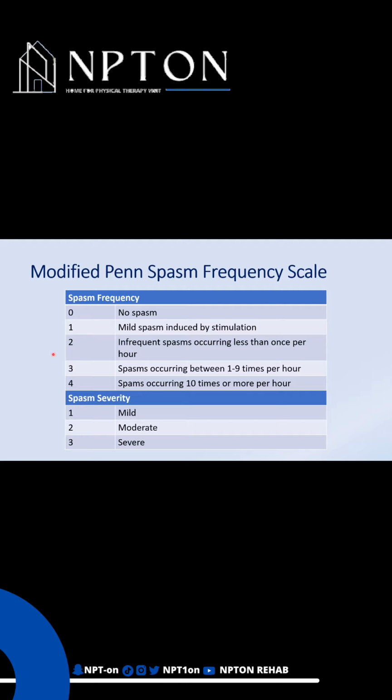2 is infrequent spasm, occurring less than once per hour. 3 is spasm occurring between 1 to 9 times per hour, and 4 is spasm occurring 10 times or more per hour. And after that, the patient is going to check the severity of spasm from 1 to 3. 1 is mild, 2 is moderate, and 3 is severe.